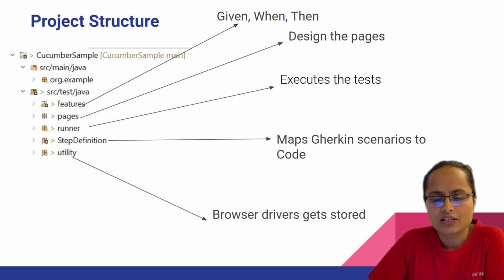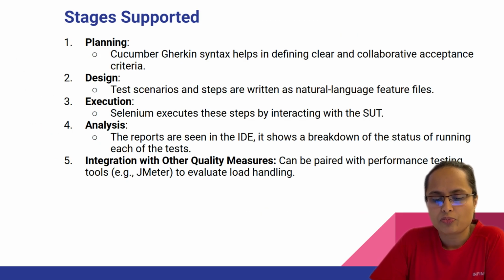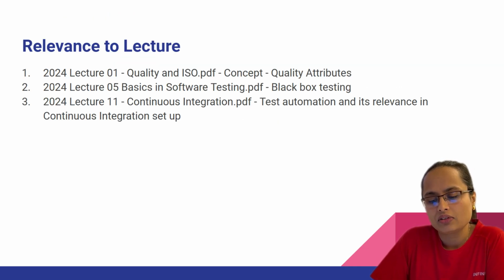Now, talking about the stages, this tool supports us in planning, design, execution as well as analysis of the test and linking it to other quality attributes. This relates mostly to a performance test of the SUT. We can integrate this tool with JMeter to perform load testing of any SUT. And linking to the course concepts, we learned about quality attributes, black box testing, and test automation and its relevance to continuous integration setups during our lectures 1, 5, and 11 respectively.